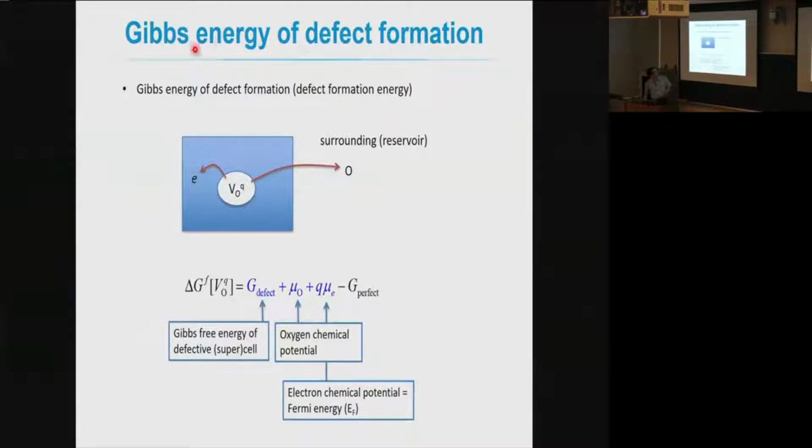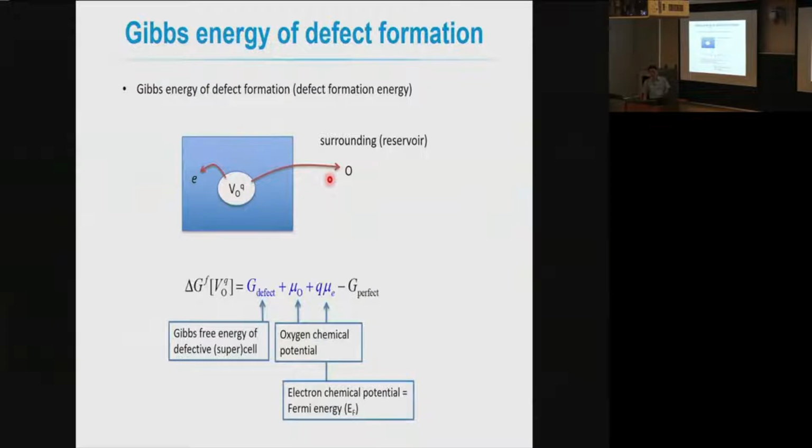Okay, so let's first define the Gibbs energy of the defect formation. As I mentioned, this is the energy when you create an oxygen vacancy, specifically, with the charge state of q. This means that you are moving the oxygen atom to a certain environment.